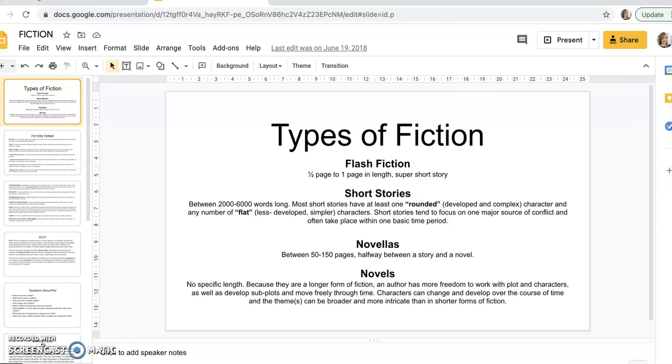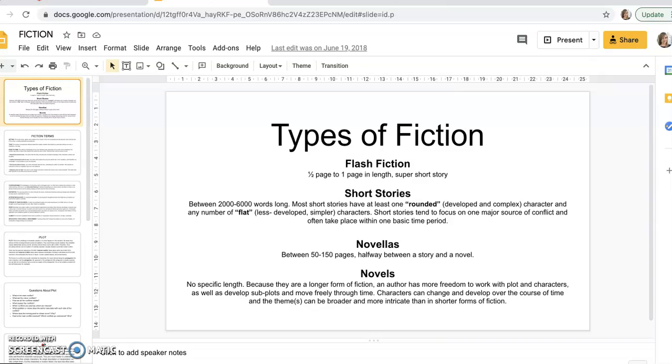There's also just generally short stories, usually between 2,000 and 6,000 words. They contain rounded characters as well as flat characters. Rounded means exactly what it sounds like. Someone that is complex. They're both simple and interesting. They are both good and bad. They just have dynamic personalities. And then there's flat characters who are really just there to fill in space. They might be there to create a conflict, but you don't really know much about them, right?